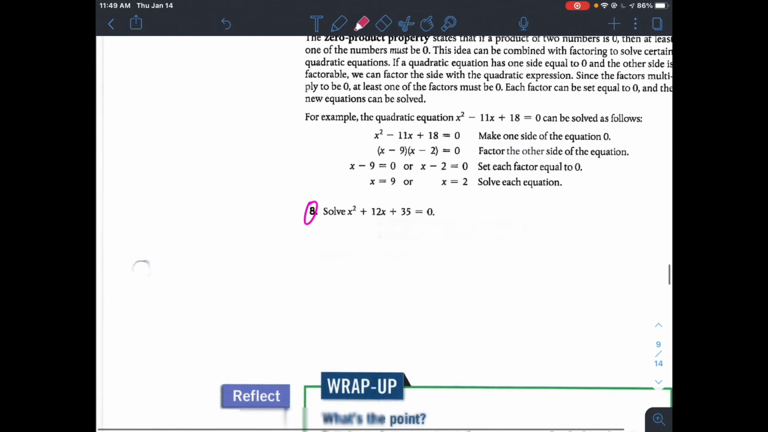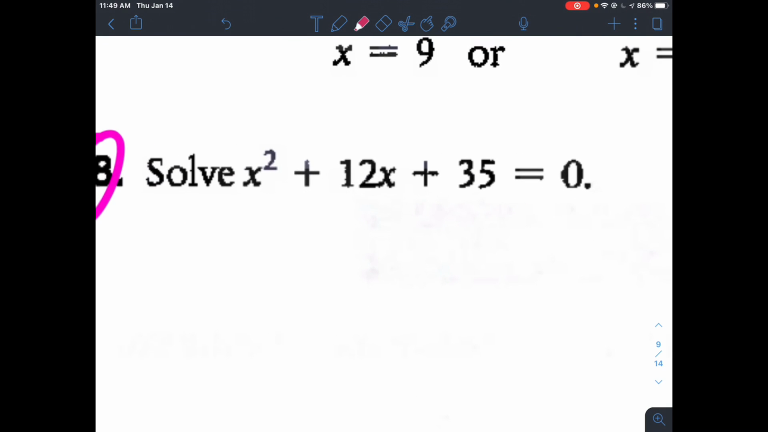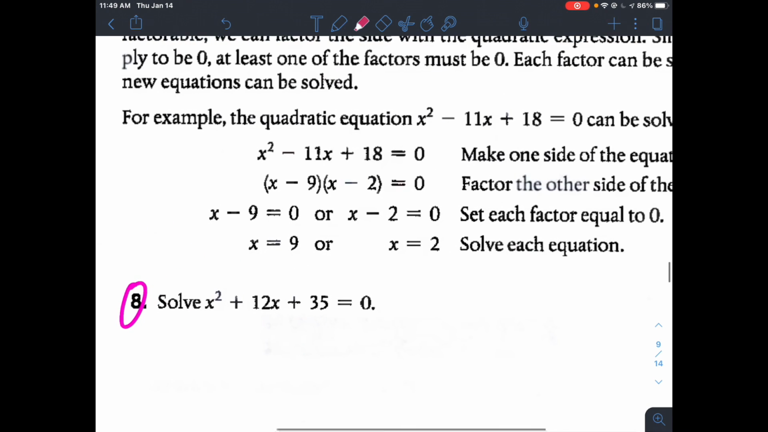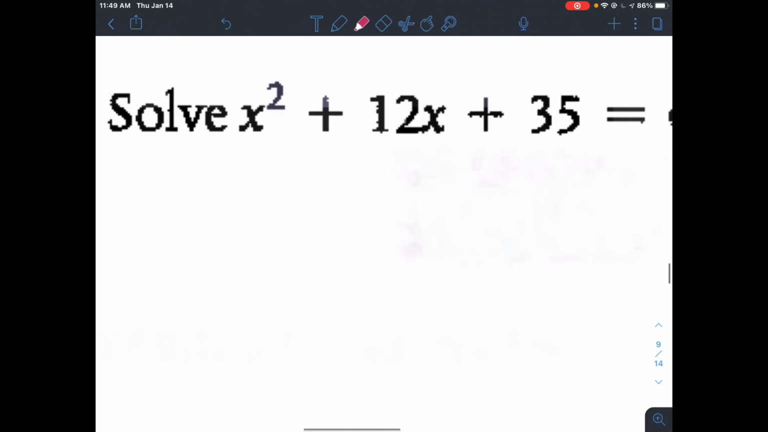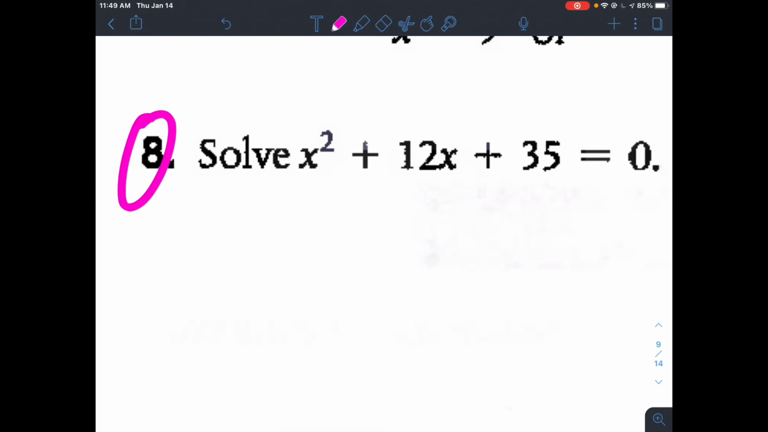And then the last one we'll go over is number 8. Nothing different. We're still going to factor, except this time we're going to solve for x. There is an example that you can look through up here. Obviously, I'm not going to read it to you because I never do. So first step is going to be to factor.